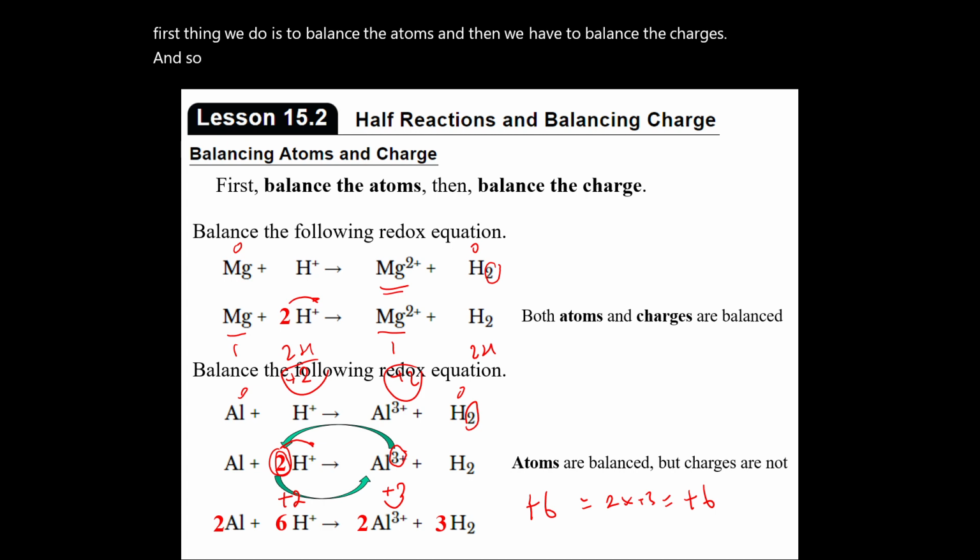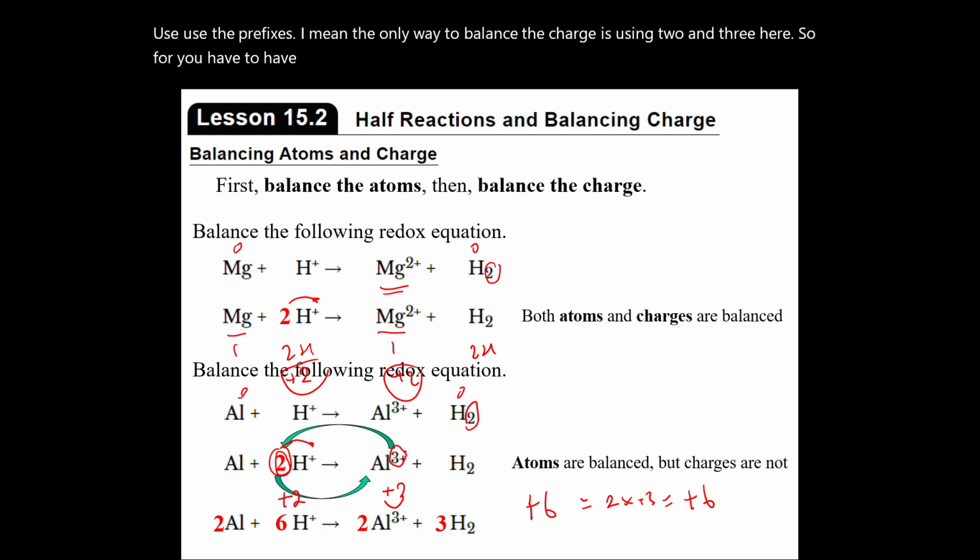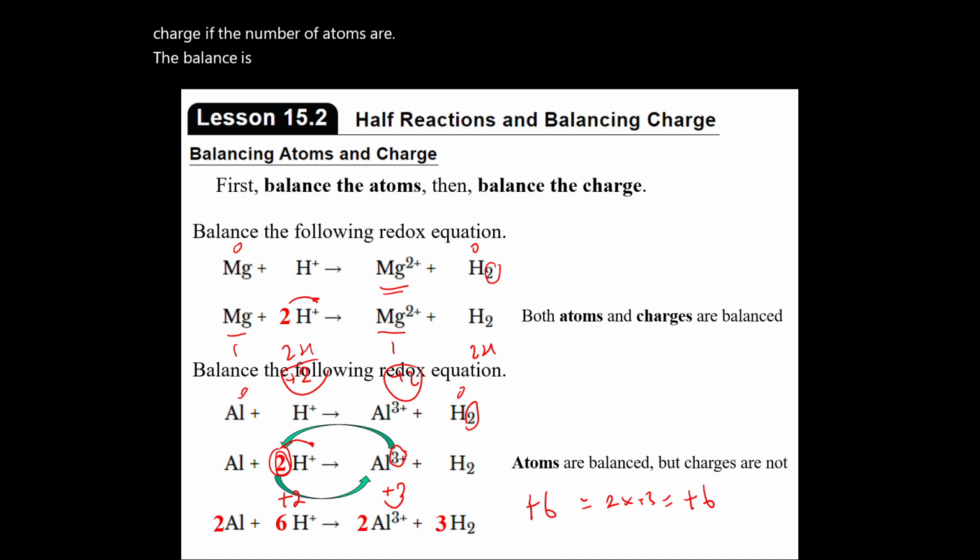So charges, now here, as we did here, we just need to use the prefixes. I mean, the only way to balance the charges is using 2 and 3 here. So you have to have those charges balanced. And while you balance the charges, if the balance of the number of atoms is gone, then you have to rebalance the atoms. That is what we did here, right?